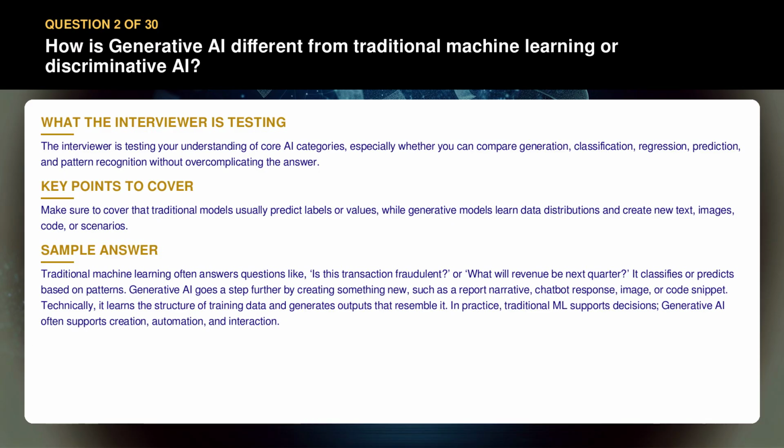Traditional machine learning often answers questions like, is this transaction fraudulent? Or what will revenue be next quarter? It classifies or predicts based on patterns. Generative AI goes a step further by creating something new, such as a report narrative, chatbot response, image, or code snippet. Technically, it learns the structure of training data and generates outputs that resemble it. In practice, traditional ML supports decisions. Generative AI often supports creation, automation, and interaction.